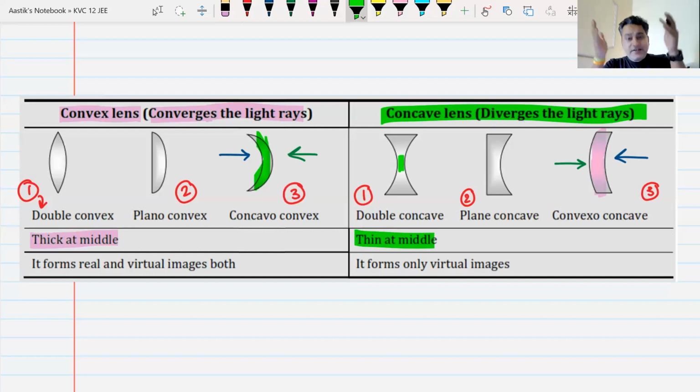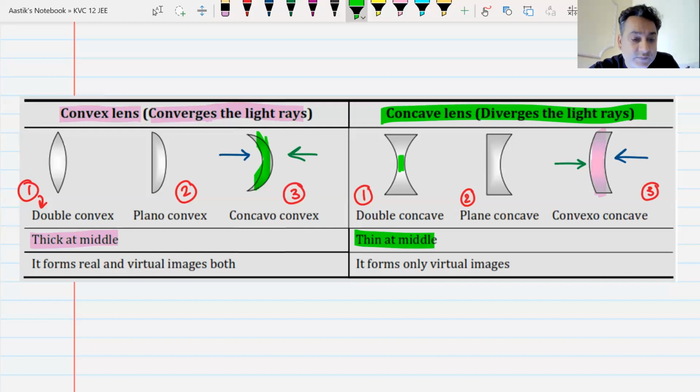But first, what we did in mirrors, whenever we started with mirrors, we started with the nomenclature of the mirror. What are the things that you must remember about a mirror? There was a center, there was a pole, there was a center of curvature, there was a focus. Do we remember all those things? Yes, sir. Radius of curvature, focal length. Similarly, we have similar terms in lenses as well. And the first term that is going to come to us is known as optical center.